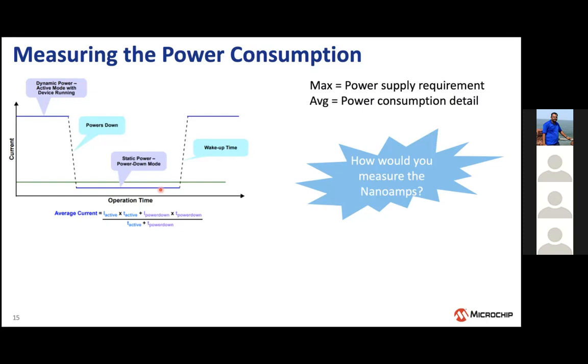I hope you're still with me. How would you measure nanoamps? Because we need to measure the sleep current, or the current that is consumed in the sleep mode.